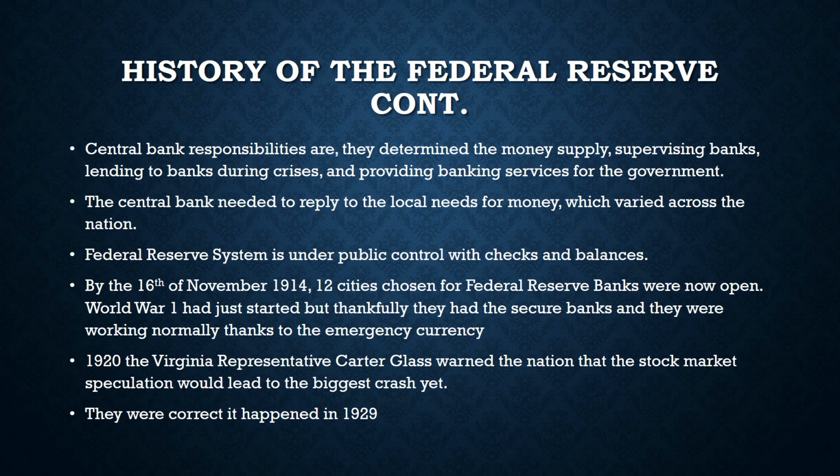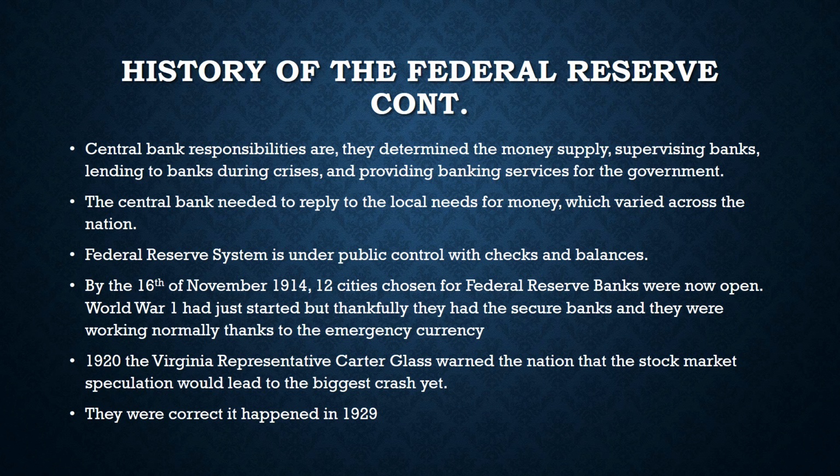By the 16th of November, 12 cities were chosen and the Federal Reserve banks were now open. World War I had just started in 1914, but thankfully they had the secure banks, and they were working normally thanks to the emergency currency.